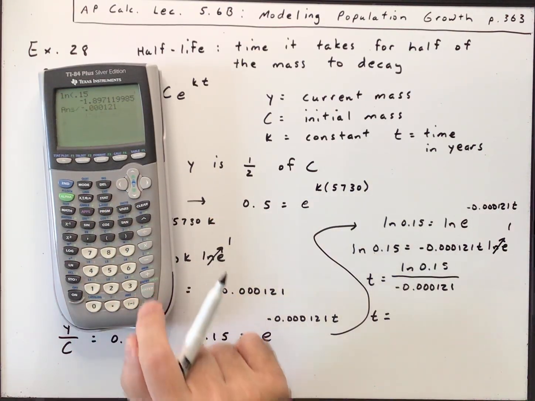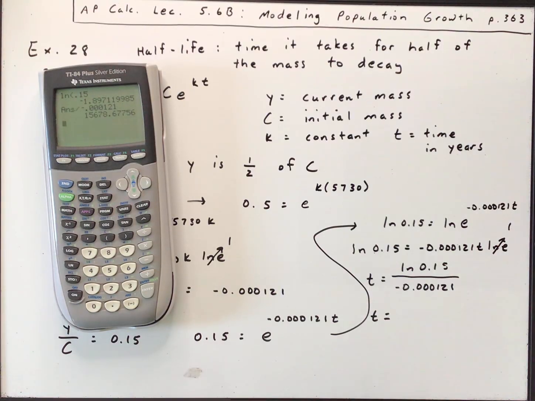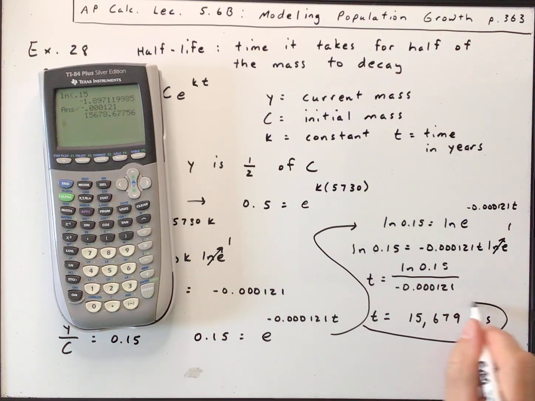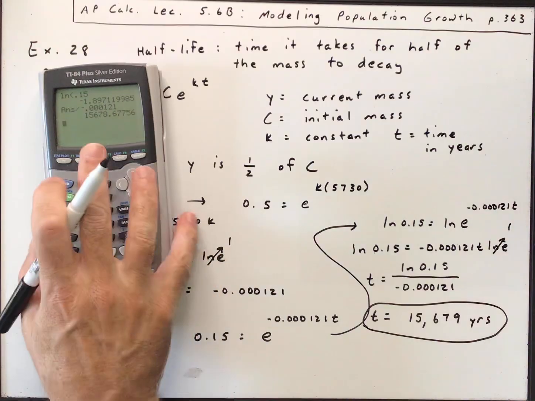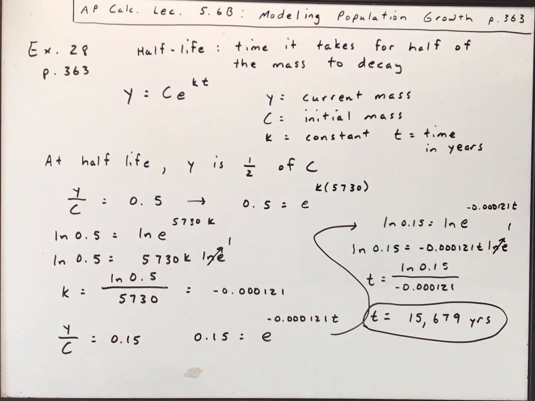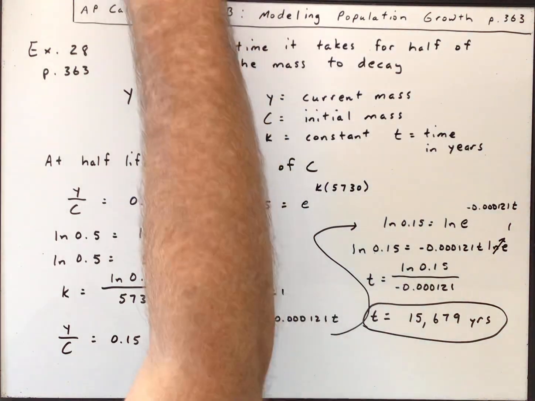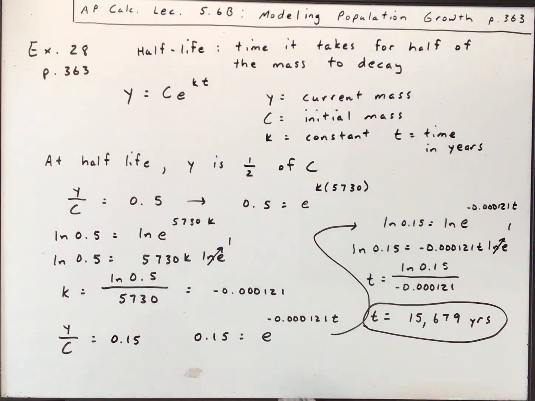That's 15,607. I'm going to round that up. 15,679 years. So that makes sense. It's a lot more because you're losing a lot more mass. It's a lot more than 5,730, getting close to triple that. That's the time to get all the way down to 15% left. All right.